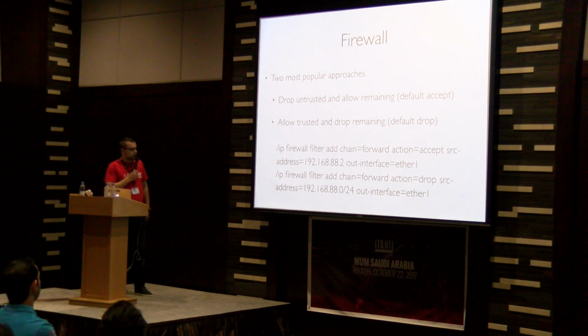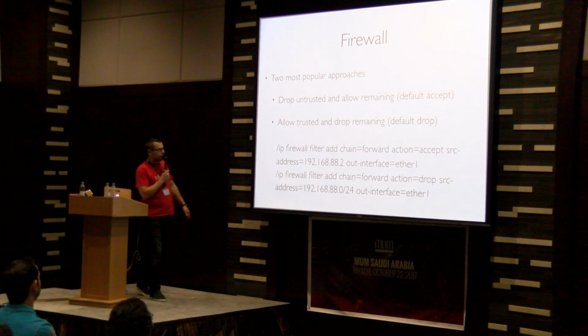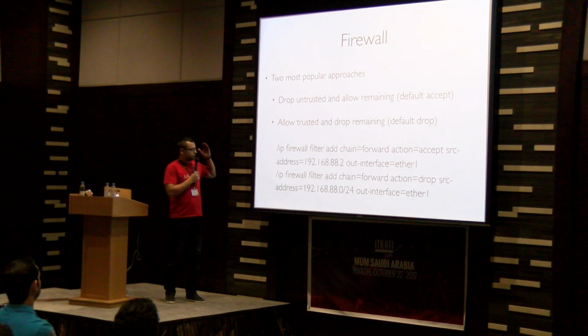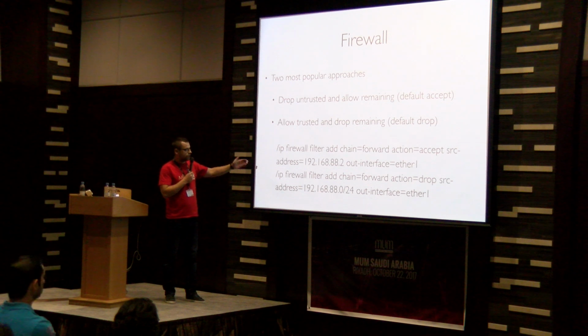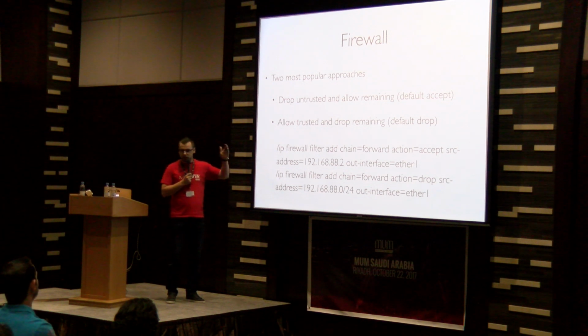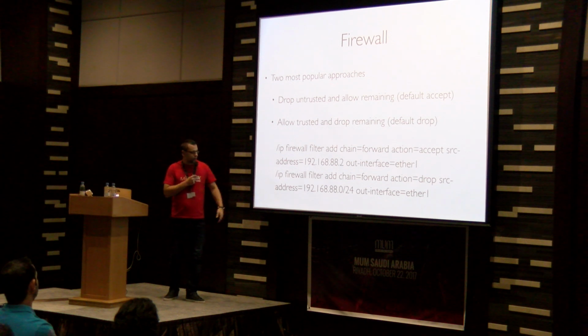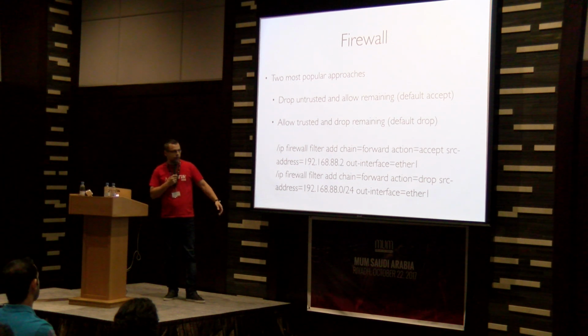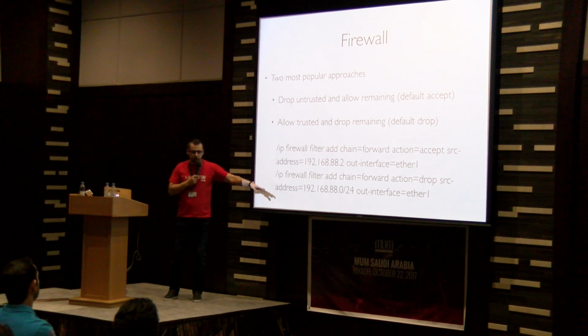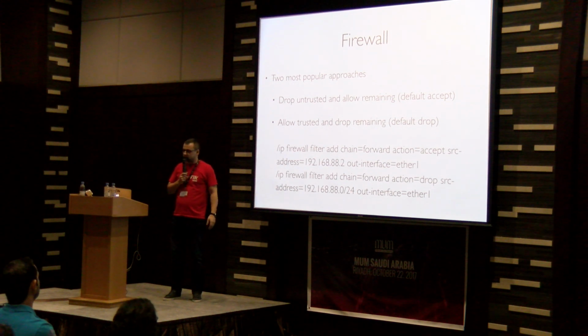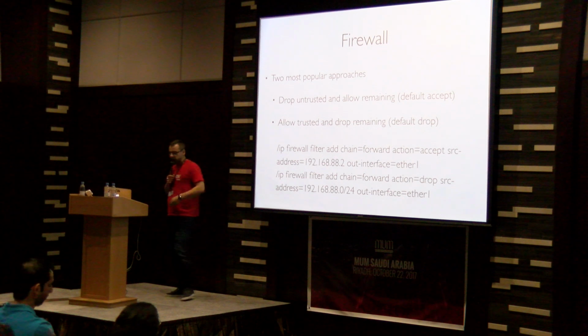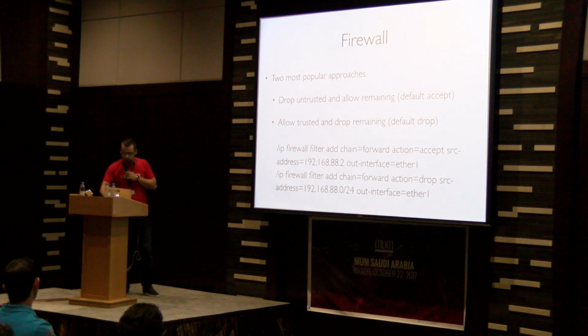Here you can see an example. I accept connections from one IP address, .2, and I drop connections from all other IP addresses. So for example, only the user with address .2 will be able to reach the internet, but others won't be able to reach the internet. They will, for example, use only local services. This is just an example of a way how it's done.